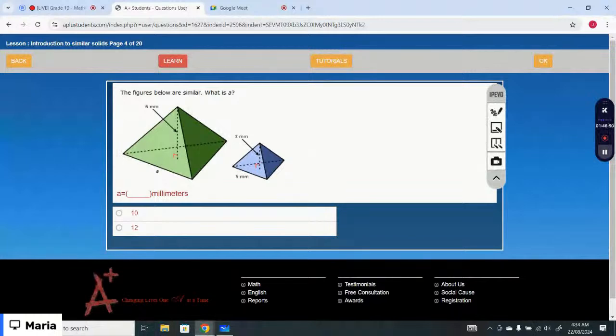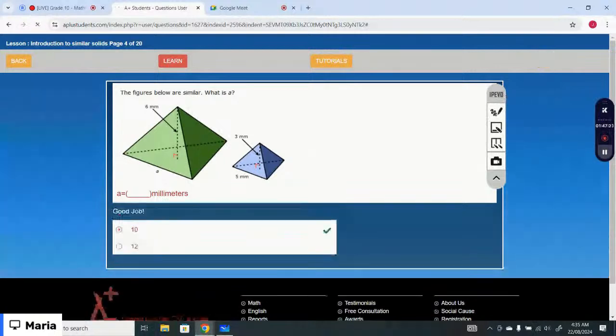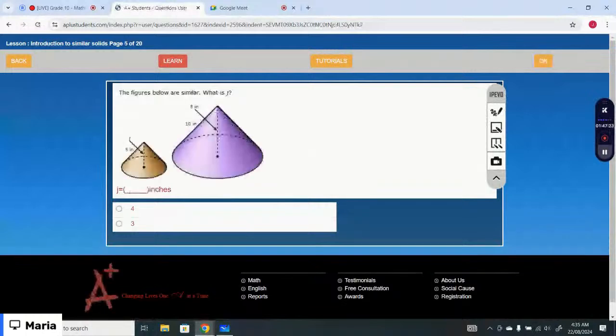Which is the correct option? The correct option is 10. Option number 1 is the correct option. Okay, the next one is, the figures below are similar. What is J? So, which is the correct option?